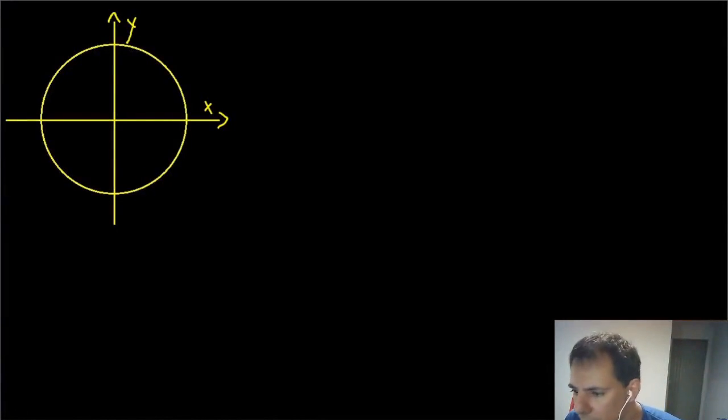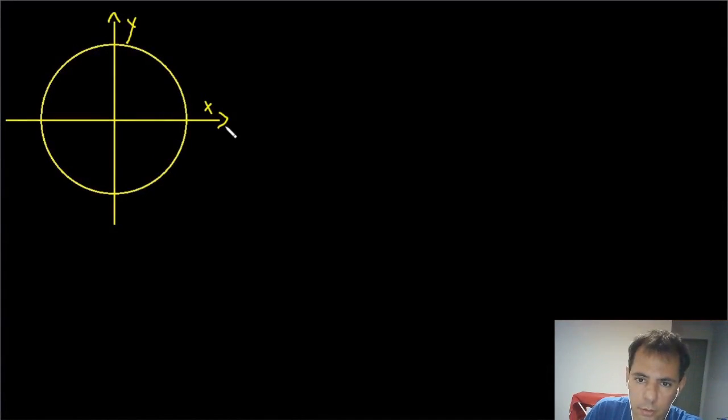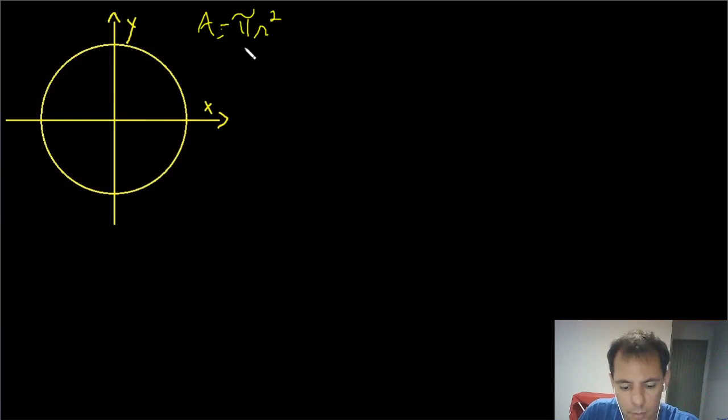Hi, today I'm gonna prove that the area of a circle is pi r squared, because everybody knows that. The area we learned in school, the area of a circle, is pi r squared. But where does this come from? Okay, I'm gonna prove it with calculus through integration.